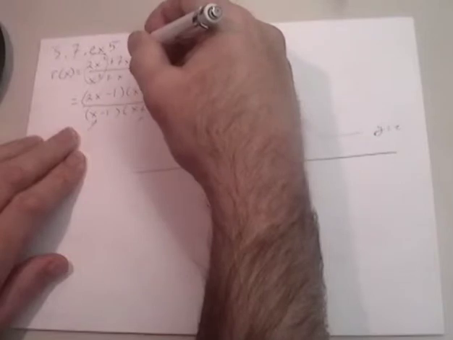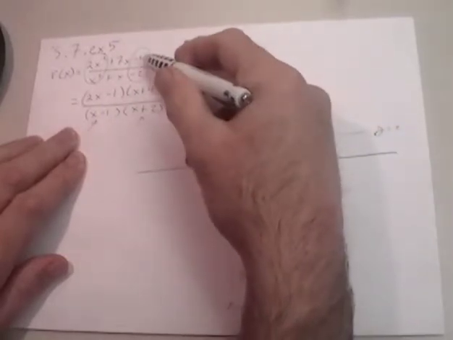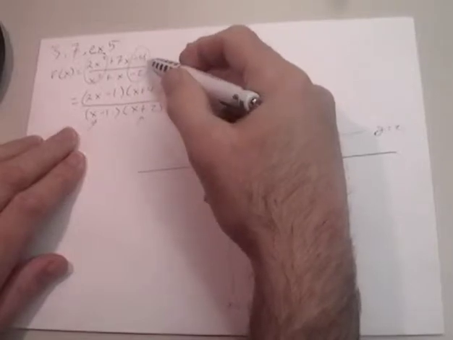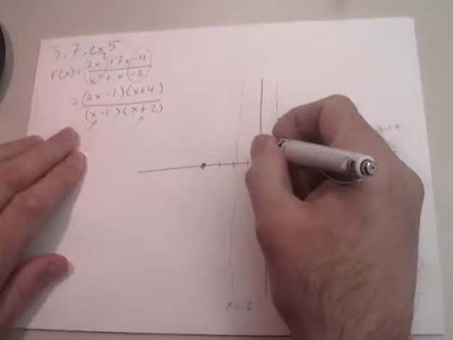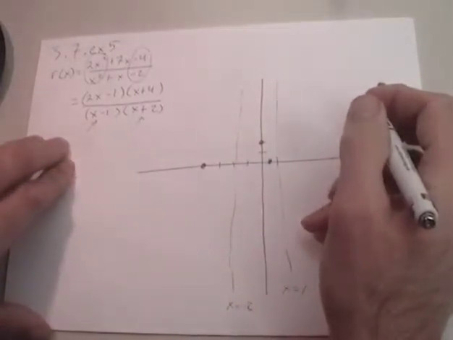If x is 0, then all we're left with is a -4 on top, a -2 on the bottom, so the y-intercept is going to be the point (0, 2). If x is 0, y is 2.